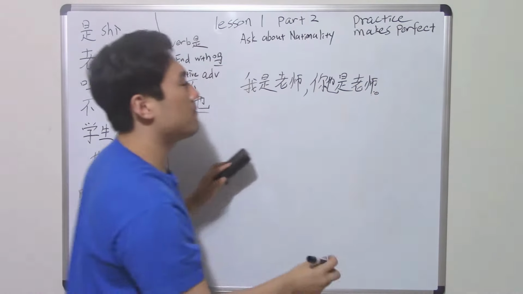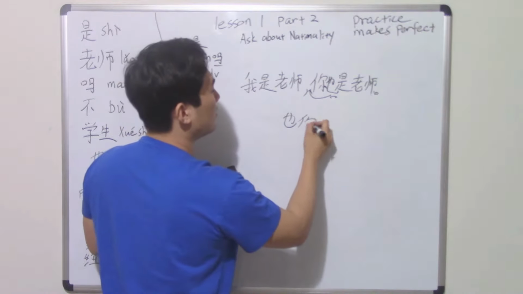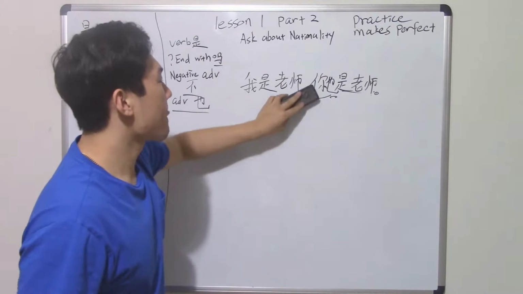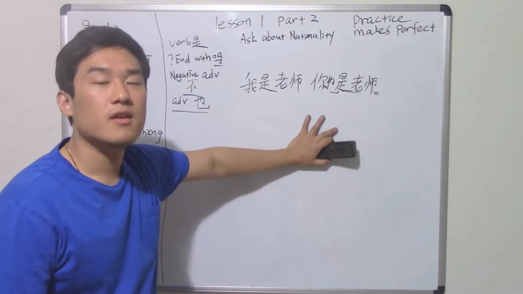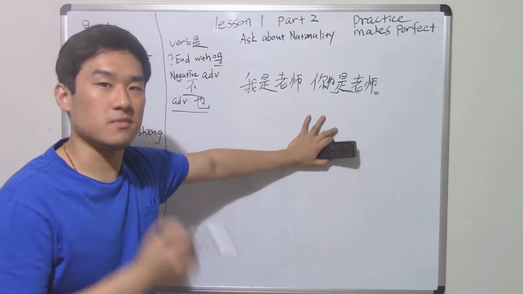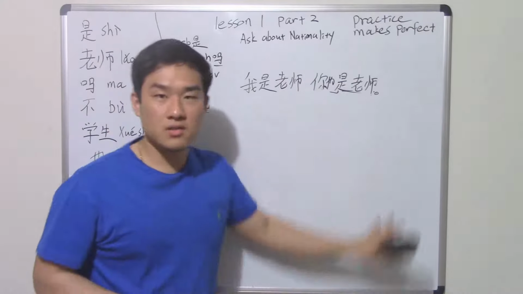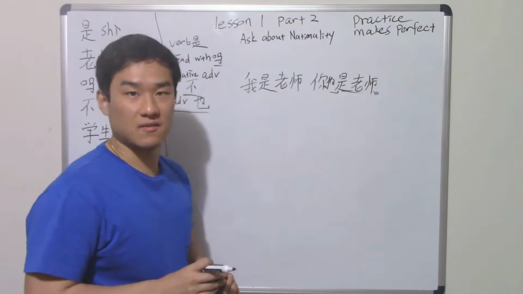Or you can put also in front of 你. So if you say 也你是老师, that's wrong too. The only place you can put it is in between the subject and the verb. So after the subject, before the verb. So that's the positive statement. How do you make it a negative statement?